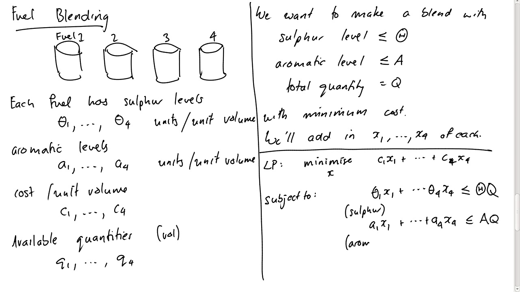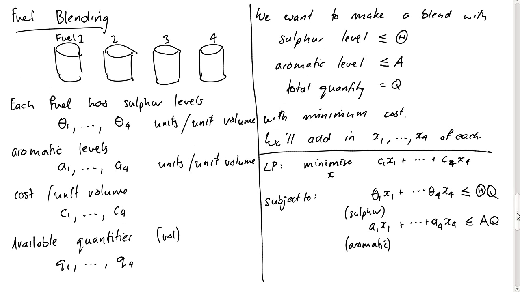Aromatic. Now we need to just think very carefully. What else do we need to throw in there? Well, obviously we can't make negative amounts. If we just solve it as is, we'll get some negative x's probably. So we need to stick in a non-negativity constraint. It's one of the easier ones to forget.